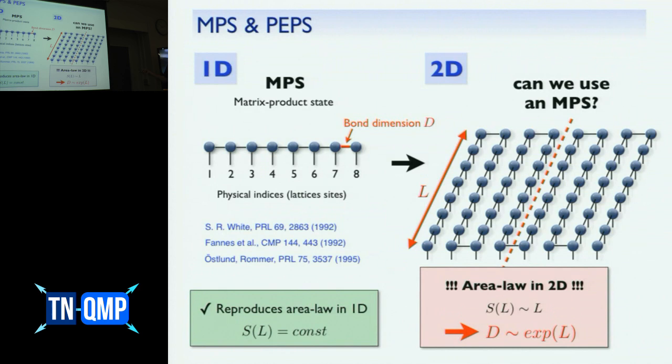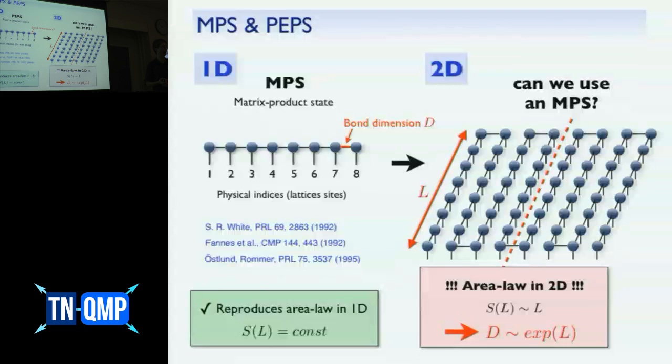And this result is quite intuitive, because imagine if you let the system grow in this direction, then of course the entanglement entropy between its left side and the right side will grow very naturally. But then the whole entanglement is only carried by this single bond here. So when we increase the system size, then we naturally have to increase also the bond dimension. Okay, so this means that this approach will fail if you go to large systems.